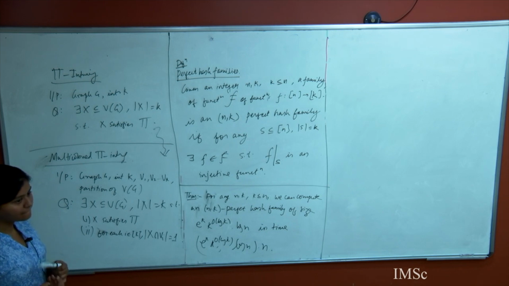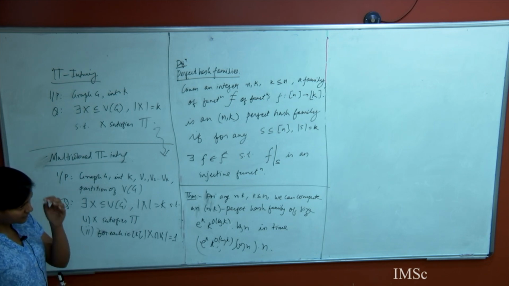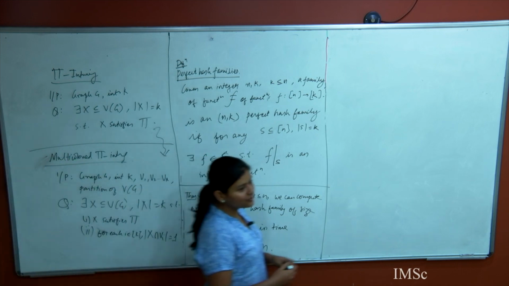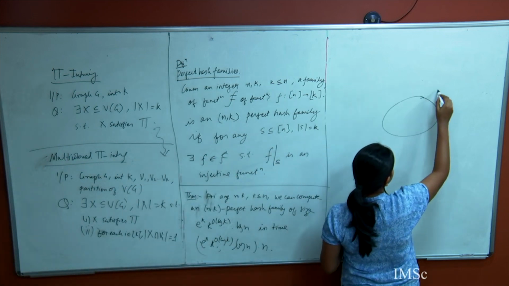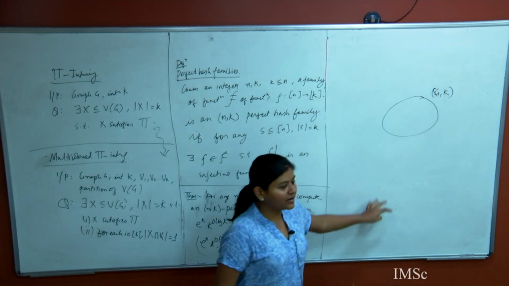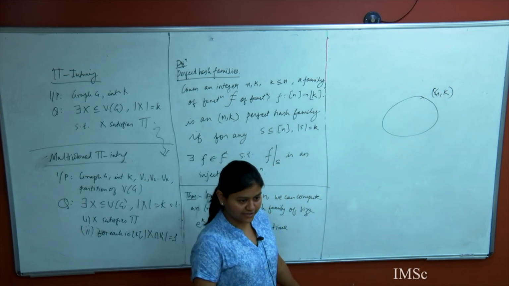According to every function in the family of functions, color it and return the cardinality of many instances. Okay. So basically, what she is saying is, given one instance G comma k, we do not create one instance, but we create multiple instances.